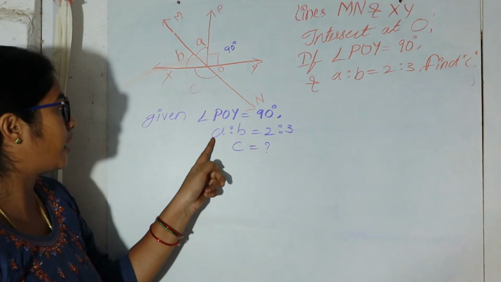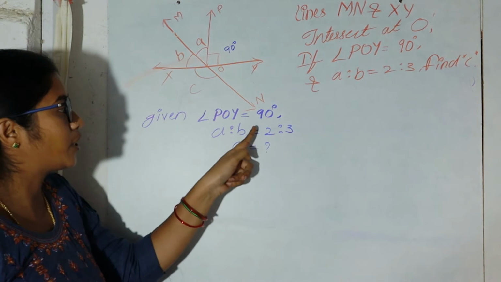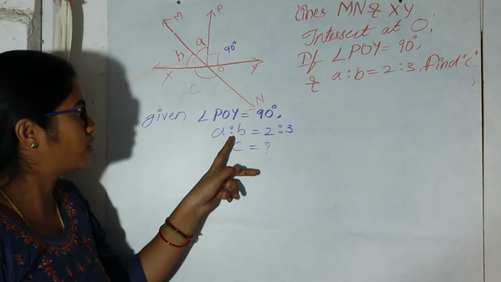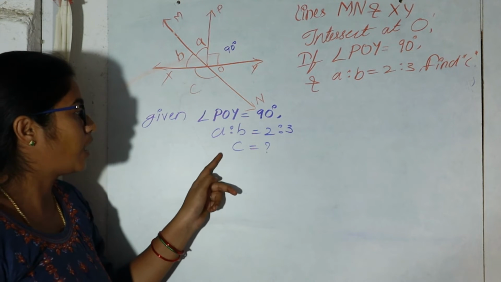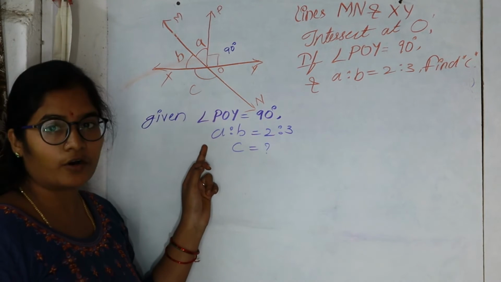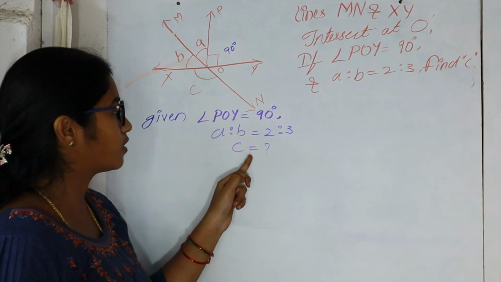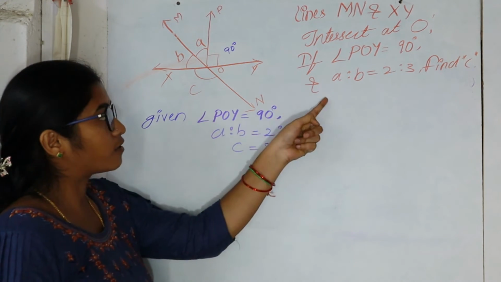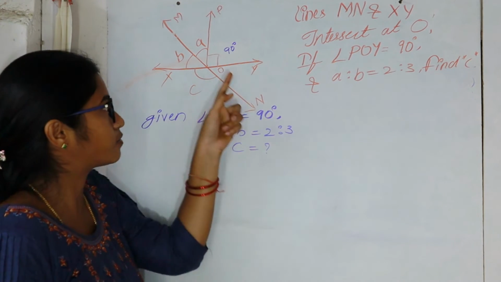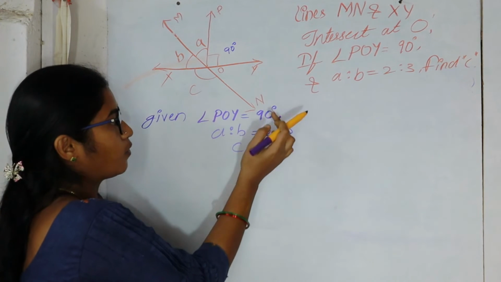Where is angle A and angle B? Angle A and angle B are in the ratio of 2:3. From this given data we have to find the values of A and B, and similarly we have to find the angle C. A is to B equals 2:3, and C equals what? From the figure, already angle POY equals 90 degrees.